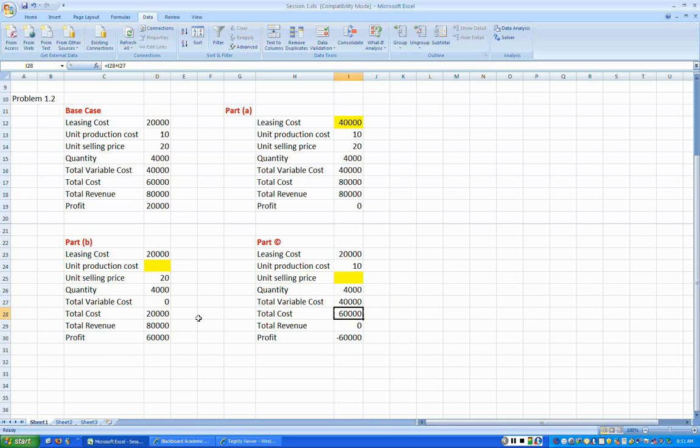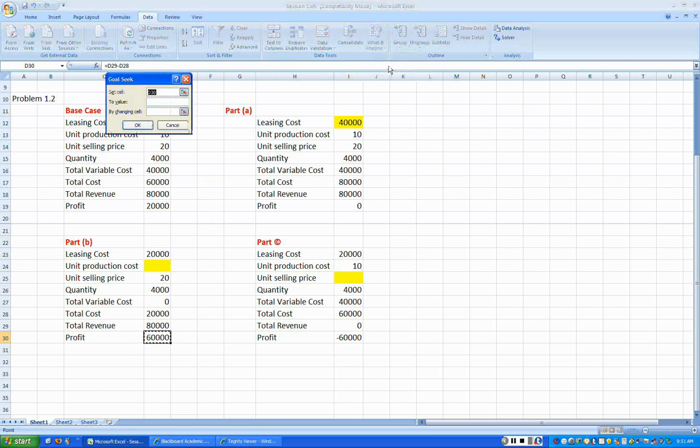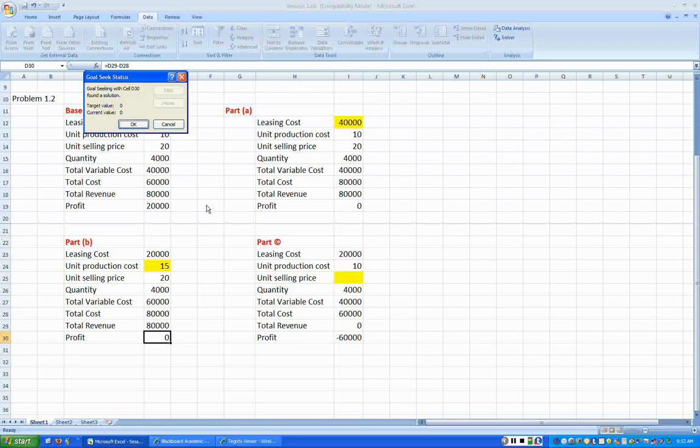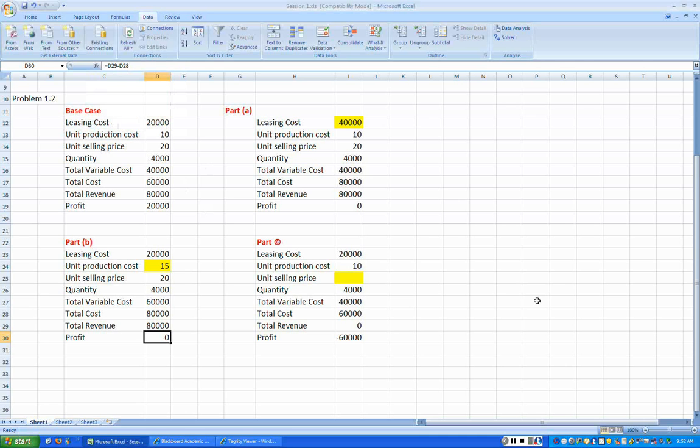Now in this case also you basically set the target cell, goal seek function, set the target cell to 0 by manipulating the unit production cost. And what that says is the unit production cost has to be 15 or less than 15 to make this operation a profitable one. So likewise for the selling price, the same thing.